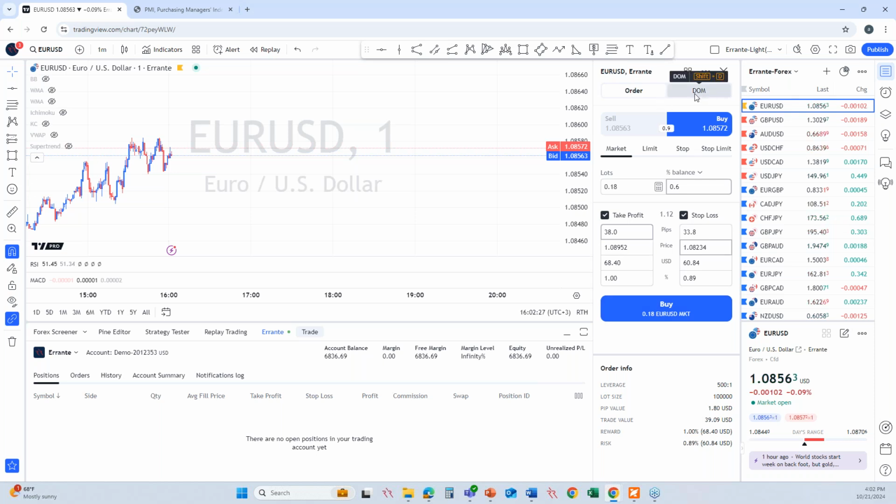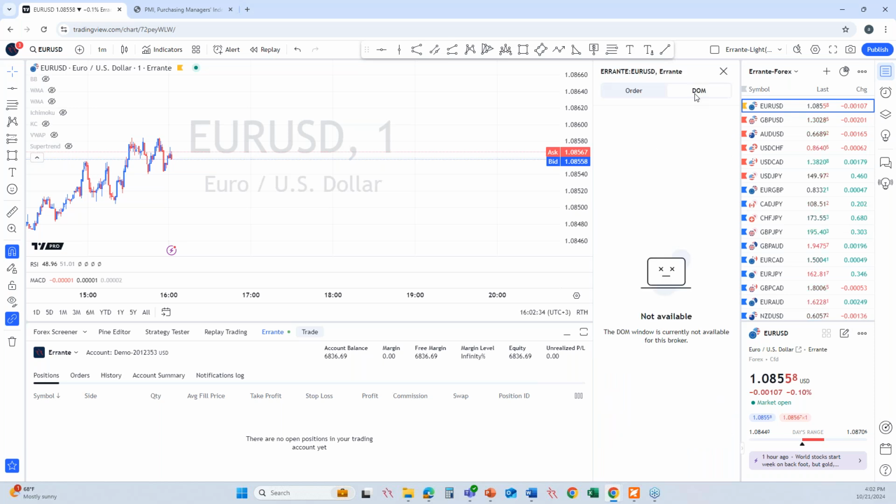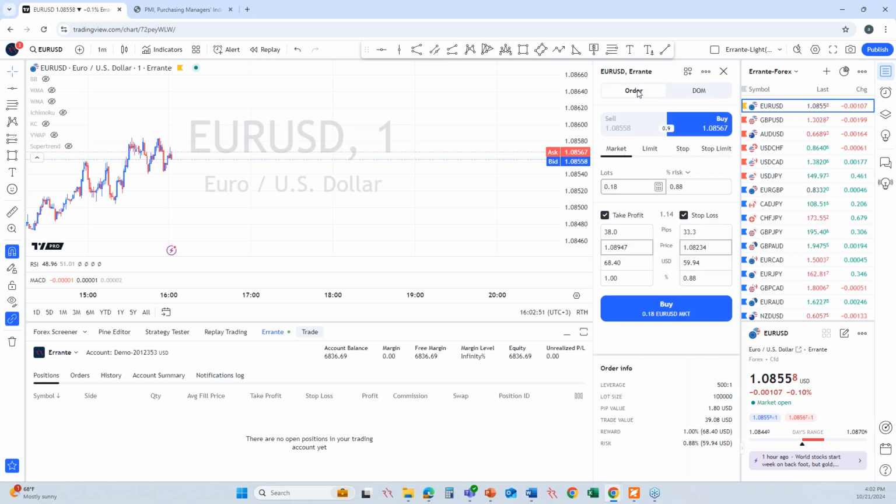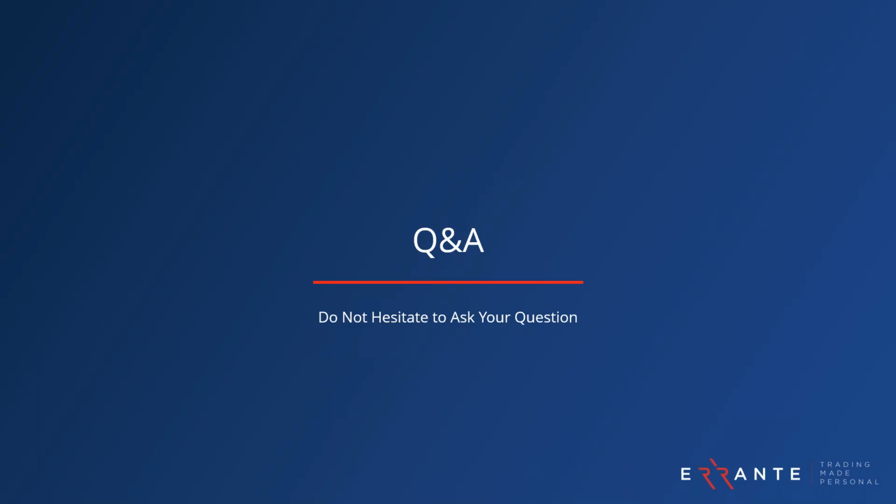And the next one here you see the DOM. DOM is initials for depth of market tab. And next to the order tab at the top, you will see the DOM. This is supposed to show a real-time order book for the assets you're trading, displaying available bids and asks at different price levels. But here, it's not offered by Errante, so just leave it alone. So that's it, and by this you can open your first trade. So now you know how to use these risk calculations and do your position sizing just in this trade window of TradingView. This brings us to the end of today's webinar.